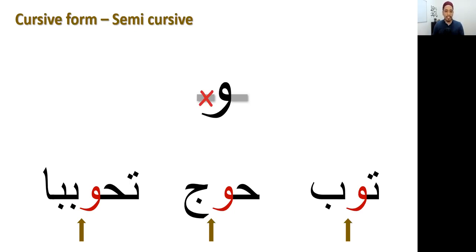Is it a separate word? Is it a specific ruling? But if you know that there's an exception, that these letters are semi-cursive, you don't have to even think twice about that. You just have to know, just read on as normal. This letter just does not join to the letter after it.